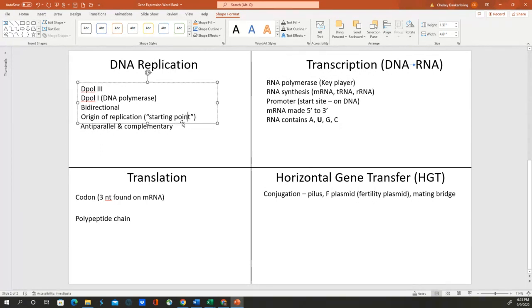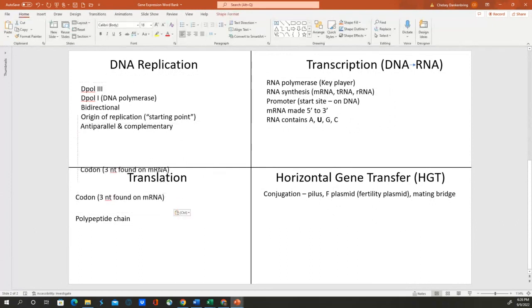All right, let's go ahead and kind of backtrack and let's go back to DNA replication. What are some other words that belong in there? Some of our key players. And you can even throw out things that aren't on this list. Think about some of our key players, for instance.